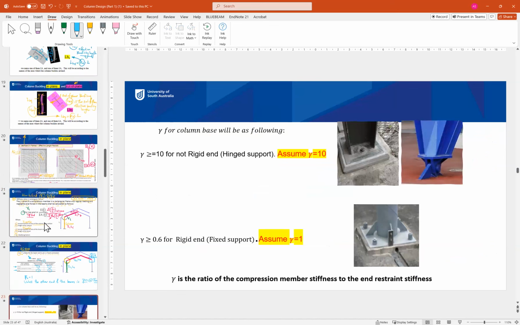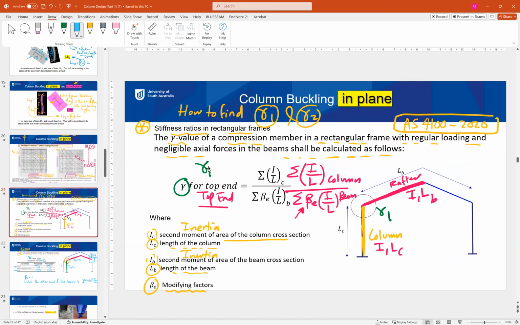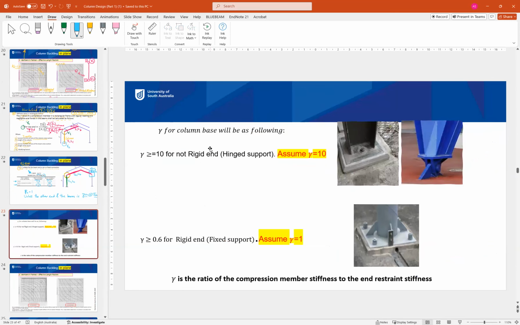All of this was for gamma at the top end. For gamma at the bottom end, or gamma 2, it is the relation or the connection between the column and the base.